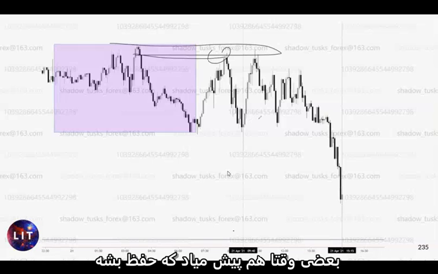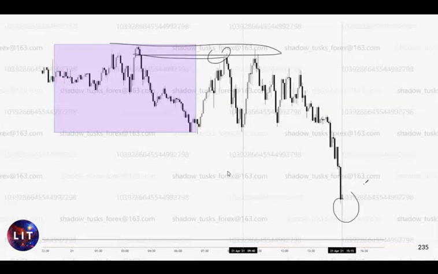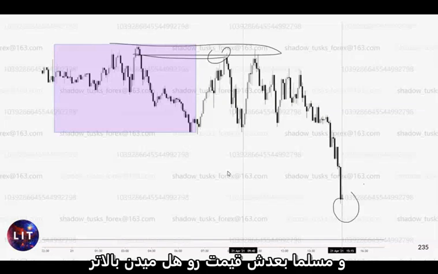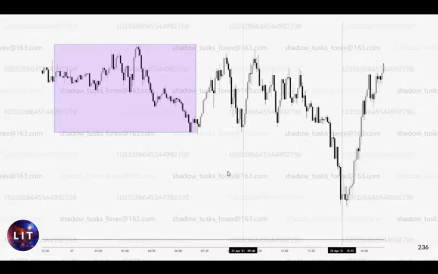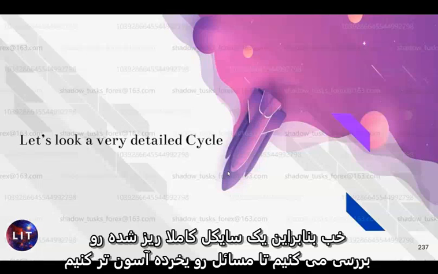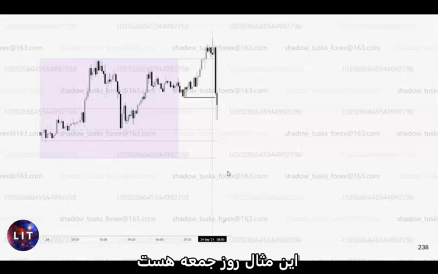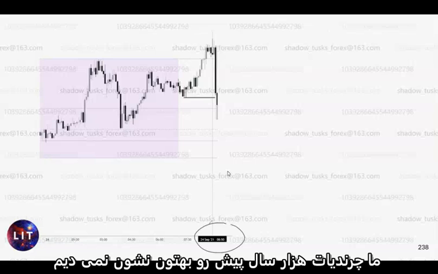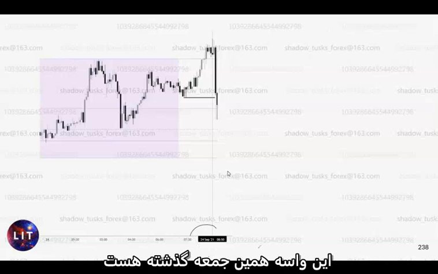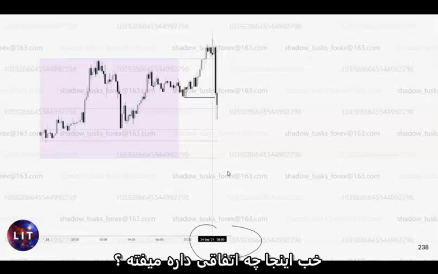It holds, okay, happens sometimes, but guess what? You have New York trap time now, and of course you push price higher then. So let's look at a very detailed cycle to make things a little bit easier. So guess what? This is literally from Friday. Again, we don't show you some yearly old stuff whatsoever. That's literally Friday. Okay, so what is going on here?